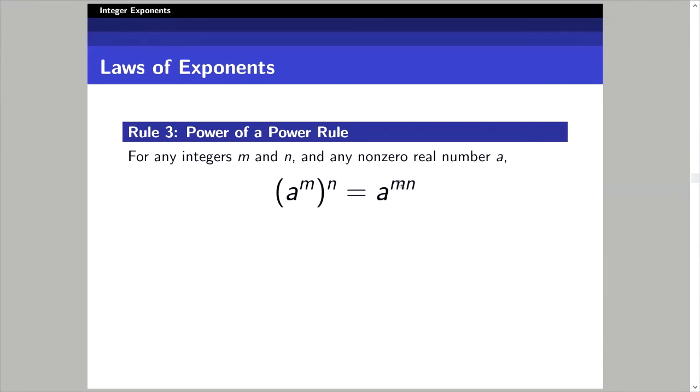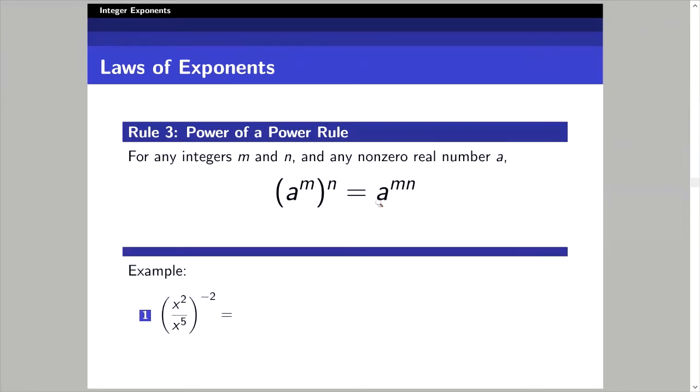Pero if you're multiplying two expressions with the same base, nag-multiply kayo ng dalawang expression na pareho ang base, all you have to do is to copy the base and then you add the exponents. Kapag nag-multiply kayo ng dalawang expression. Ito naman kasi, exponent raised to another exponent. Okay, kapag ganun, exponent raised to another exponent, you multiply the exponents. Of course, you have to copy the base.